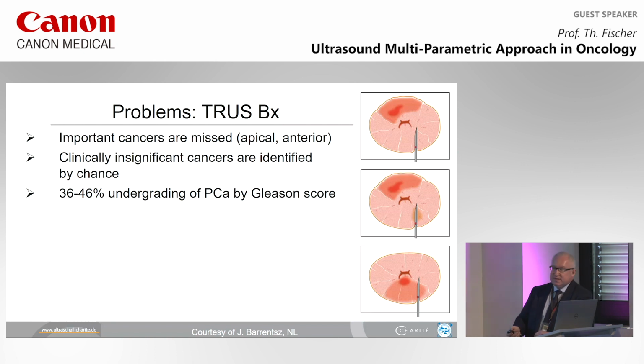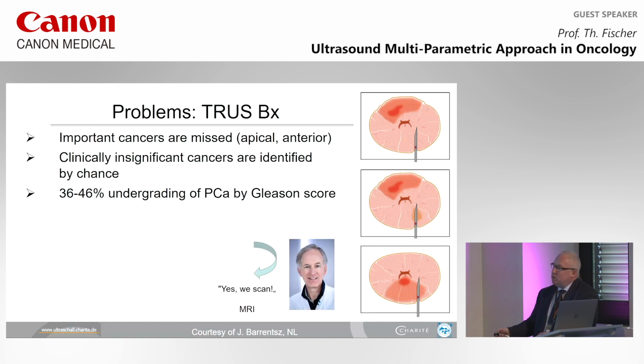And what is the problem with this technology? You can see if the tumor is located in a ventral or anterior position, we miss this tumor, or we have an incidental finding of a low-grade cancer, but the aggressive cancer is missed, or we have an aggressive cancer, but the aggressive portion of the tumor is located in a different position. So that all these things result in an undergrading of prostate cancer by the so-called Gleason score of 36 up to 46%.